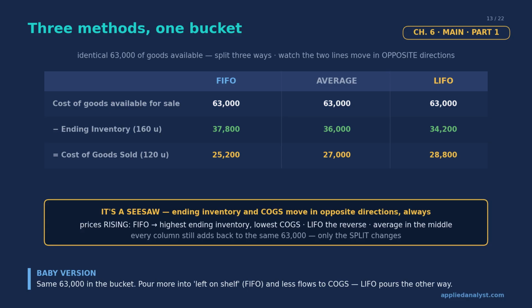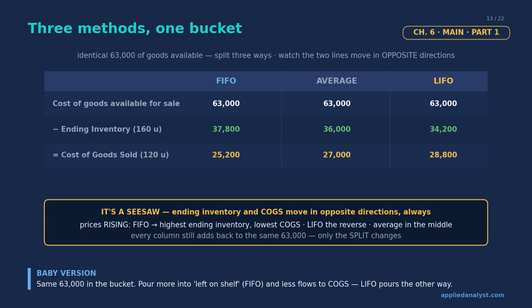Just picture the one bucket again. Pour more into what's still on the shelf, FIFO style, and less flows out to cost of goods sold. Pour more into cost of goods sold, LIFO style, and less stays behind. Average splits the difference. Same bucket, 3 completely legal answers.